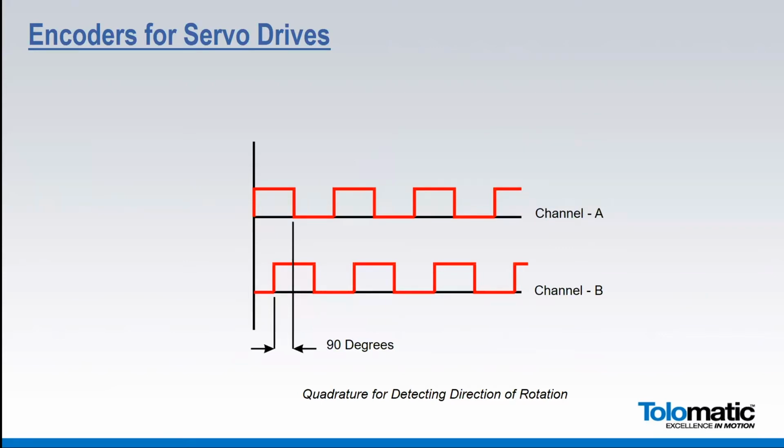Because if you imagine you're a little stick person on the left side of the screen here, walking towards the pulses, you would run into the top pulse first if you're coming from the left-hand side, but if you're coming from the right-hand side, you run into the bottom pulse first. Hopefully that gives you a picture of how it works. By detecting which channel is leading the other, using some fairly simple electronics, that's how we can figure out the direction of rotation of an encoder. That's called quadrature. So that's why there are two channels, channel A and channel B, on encoders going into servo drives.